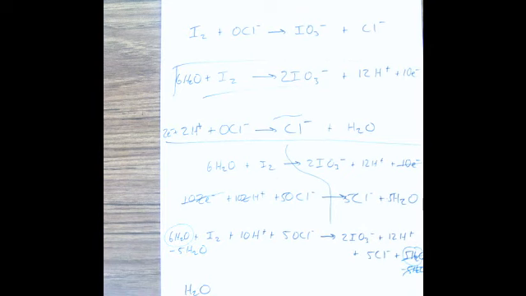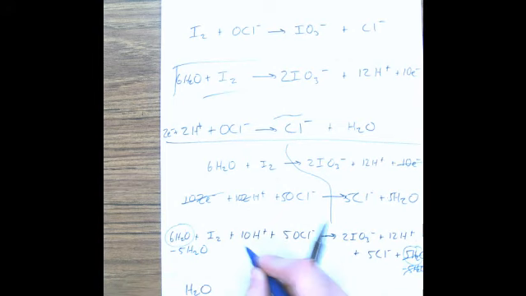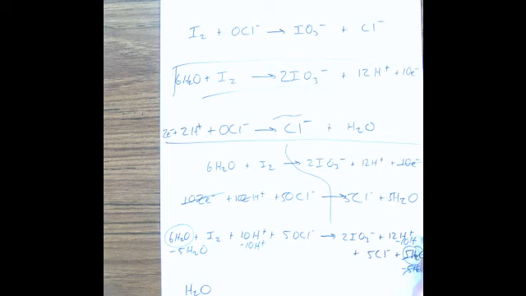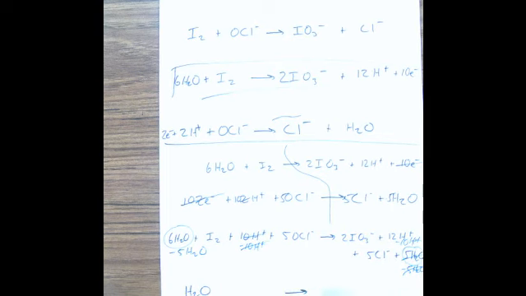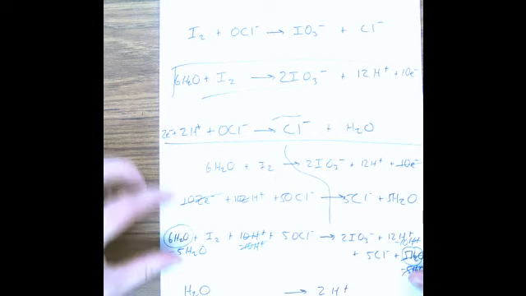Now I'm going to look at the H+. I have 10 here and 12 there. Well, if I subtract 10 here and I subtract 10 here, they go away on this side, and I'm left with only 2 on the right side. So 2 H+. So let me cross out all the stuff that's here, and I've now written down here.